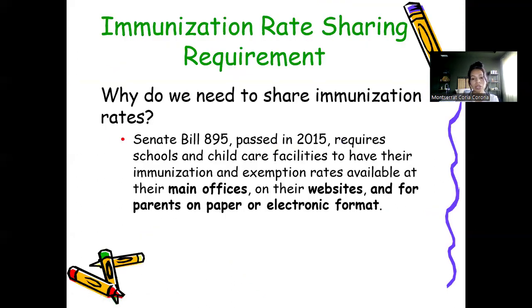So why do you need to share immunization rates? In 2015, the Senate passed Bill 895, which requires schools and childcare facilities to have their immunization and exemption rates available at their main offices, their websites, and for parents on paper or in an electronic format. So this is part of the law.